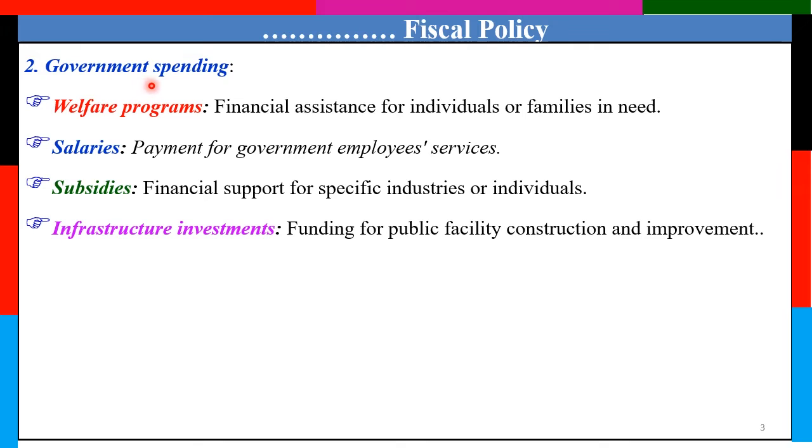And the government expenditure is again on infrastructure, such as funding for public facility construction and improvements. Government infrastructure means it can be schools or hospitals or bridges or maybe the construction of roads and so on. This is the government expenditure. So the government made the expenditure on those areas.